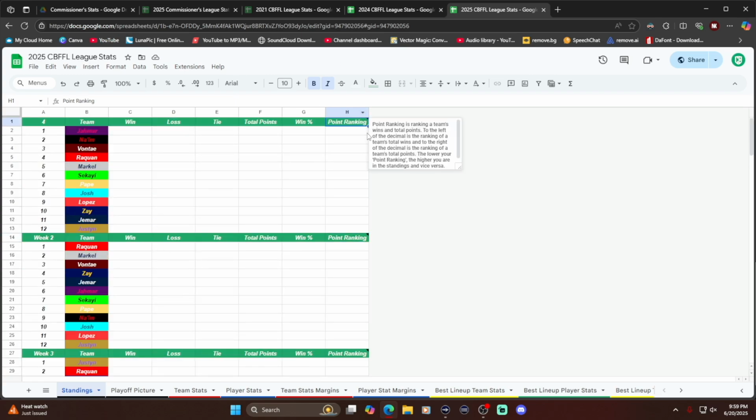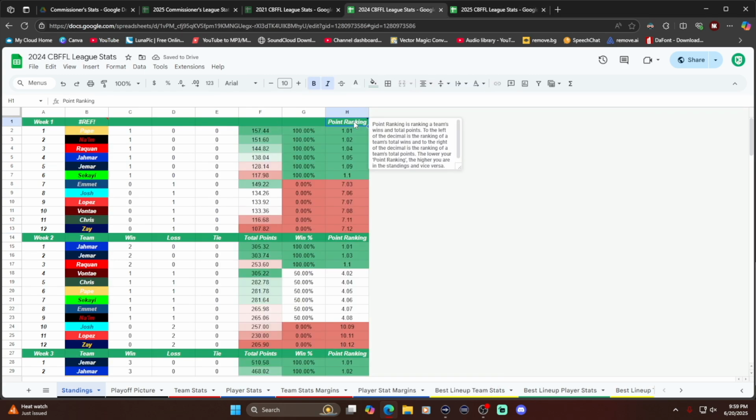In this stat sheet also, I didn't put this one in yet, so I might as well just copy this over. So here in the note, it tells you what the point ranking is. Point ranking is a ranking of a team's wins and total points. To the left of the decimal is a ranking of a team's total wins, and to the right of the decimal is a ranking of a team's total points. The lower your point ranking, the higher you are in the standings.